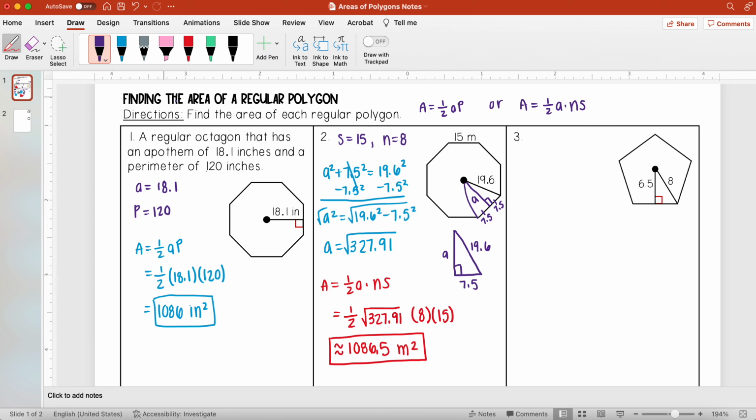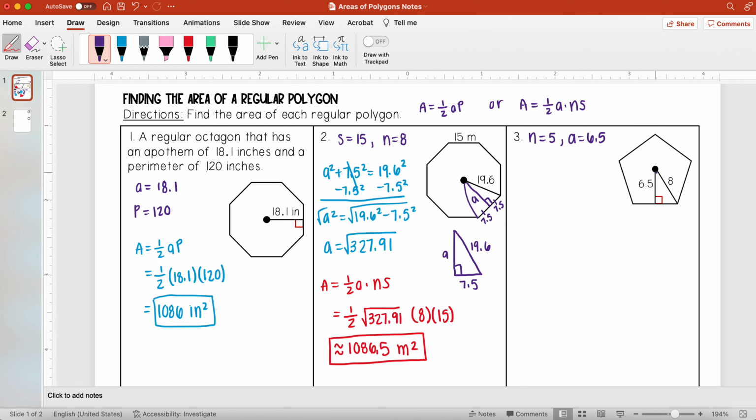Okay, let's try one more. So here I have a pentagon, so I see that my number of sides here is going to be 5. And I see that my apothem is 6.5, because again, my apothem is that segment that goes from the center to the side length at a right angle. And so I know that A is equal to 6.5. Now I just need to figure out what S is. I need to figure out what that side length is.